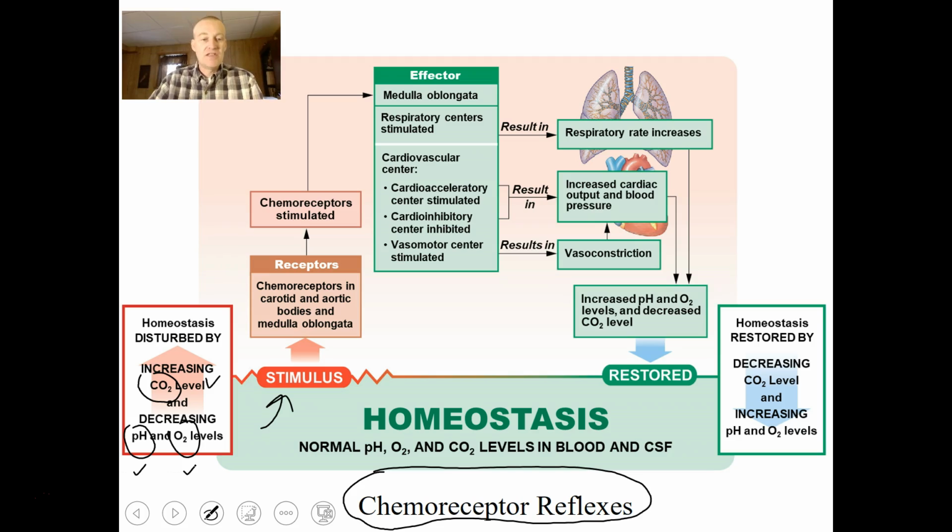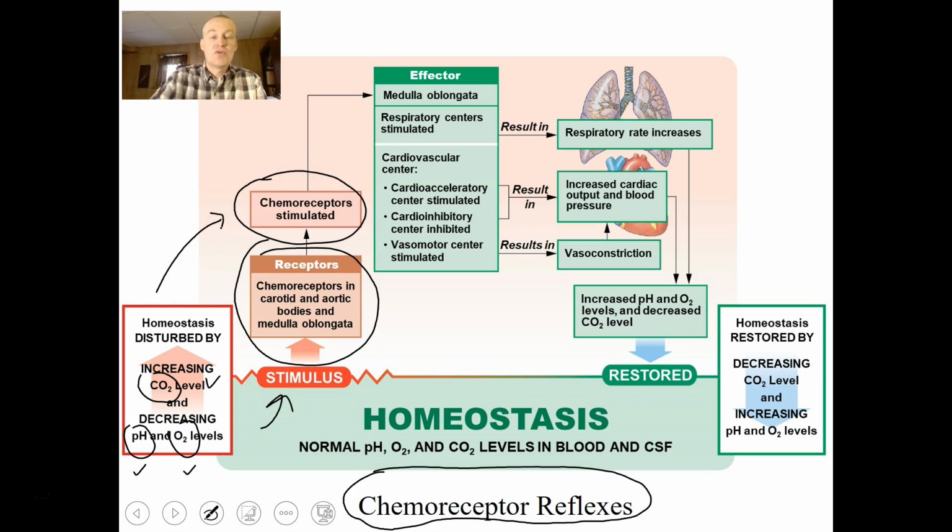So that's the stimulus. So we have chemoreceptors that are located in carotid and aortic bodies and the medulla oblongata. These chemoreceptors are going to be stimulated by this change in chemical composition. These are going to affect the medulla oblongata. One of the centers will be the respiratory center that will be stimulated. So we'll basically increase the respiratory rate when we stimulate that center. The cardiovascular centers will also be affected.